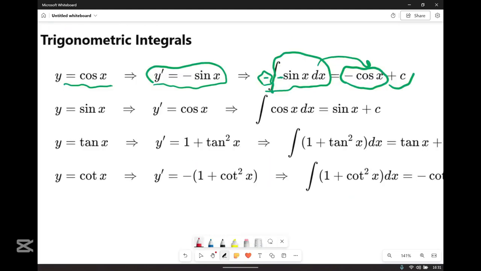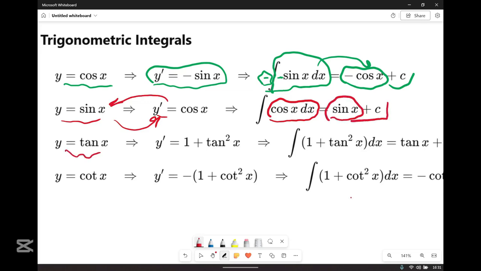But another one, guys. In here, we have the sine. Integration of sine is cosine. Therefore, the integration of cosine x is exactly sine x plus c.